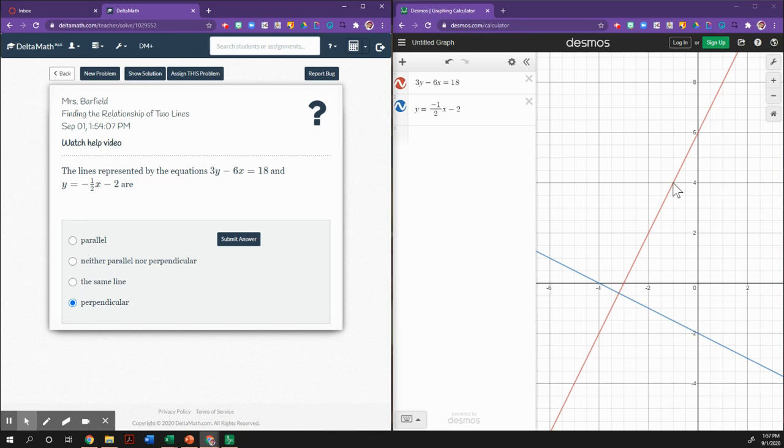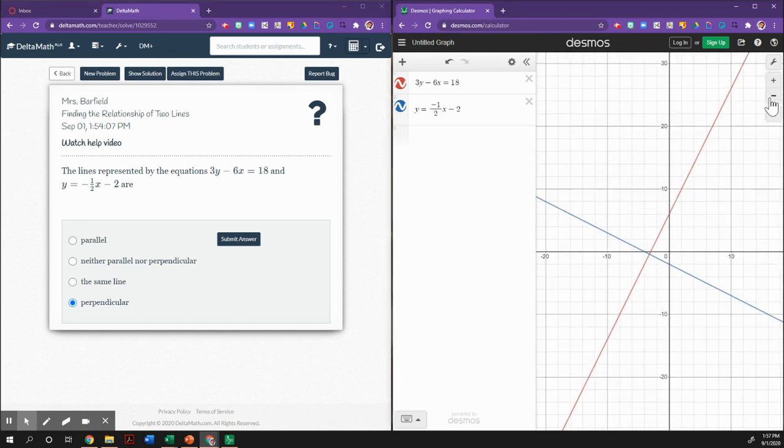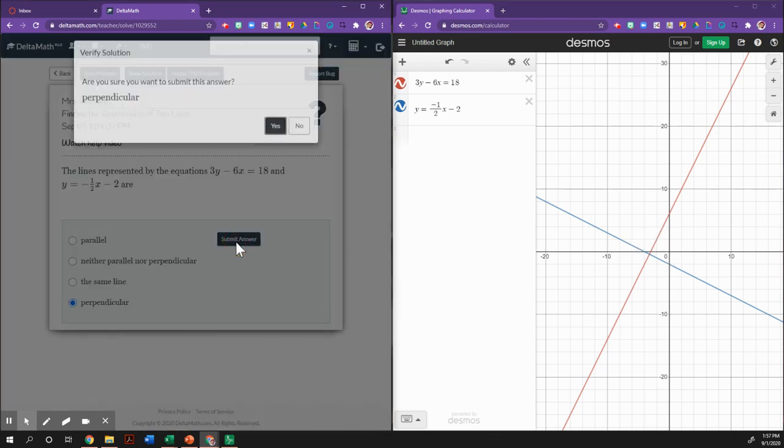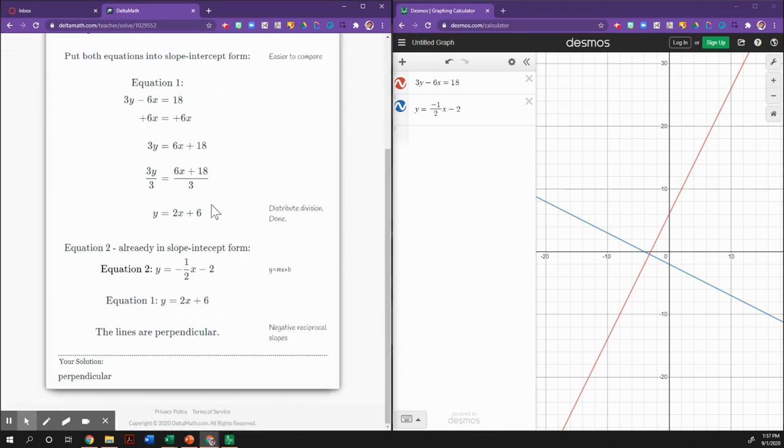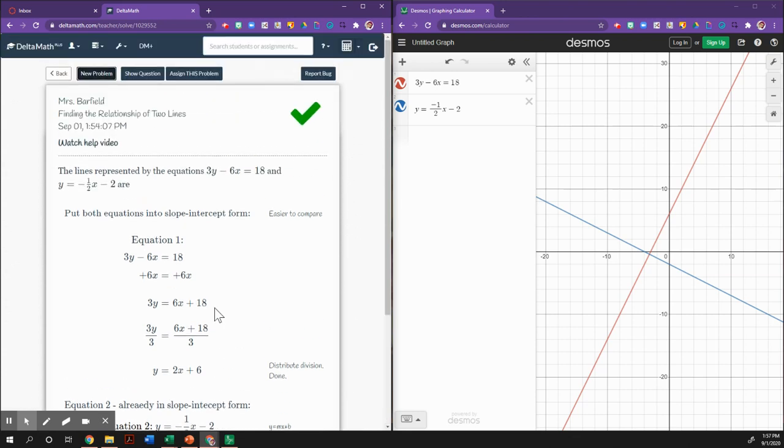Because if I'm not sure, I might have to do some work on paper and pencil. I'm trying to utilize Desmos, but I may have to do paper and pencil. It's not always going to be clear from here whether they form a 90-degree angle, because that's the definition of perpendicular. Am I always going to be able to accurately determine that? Well, let's go with perpendicular. We're good. You can see here they've solved it, but we're going to utilize our calculator.